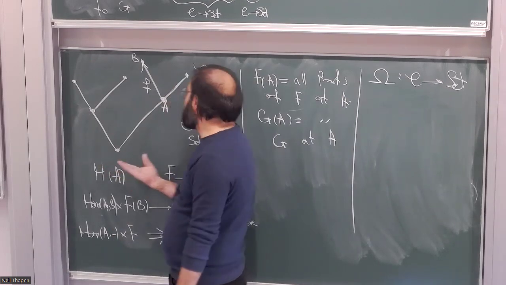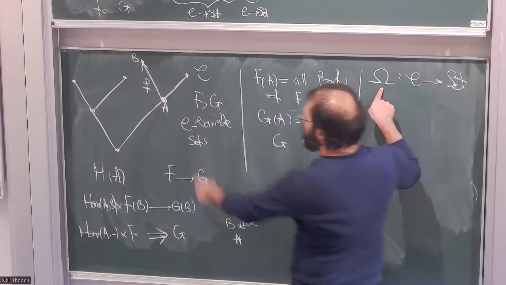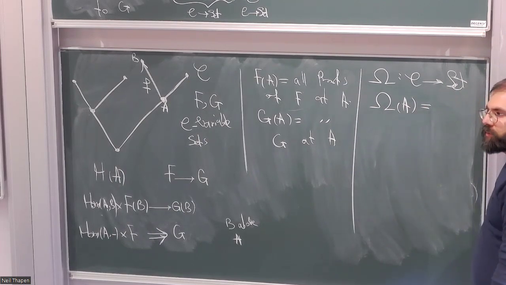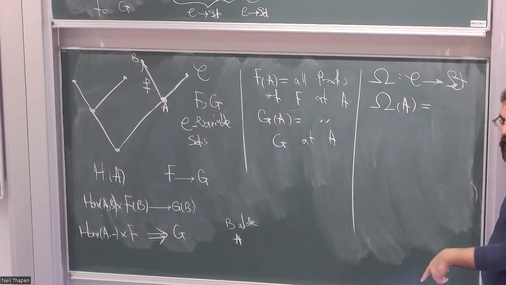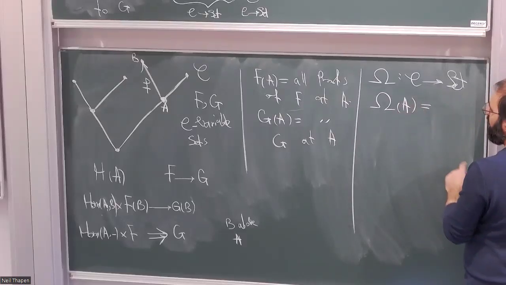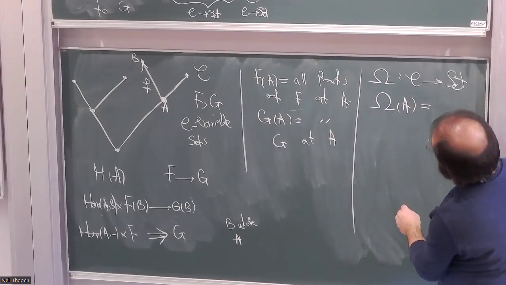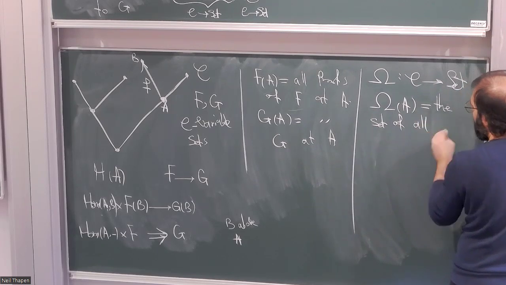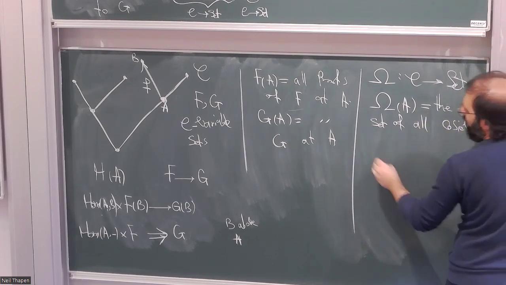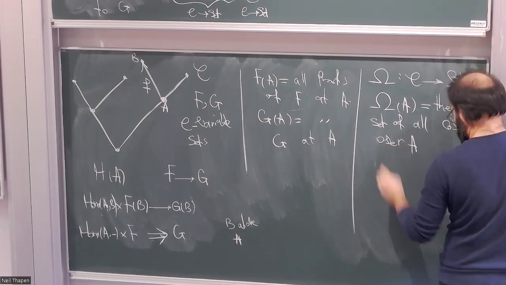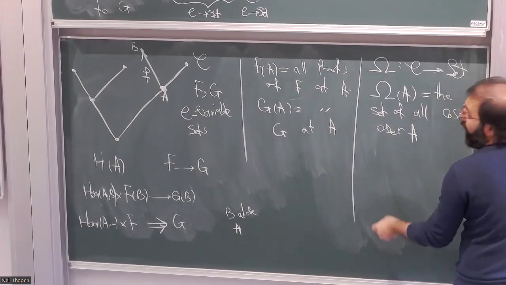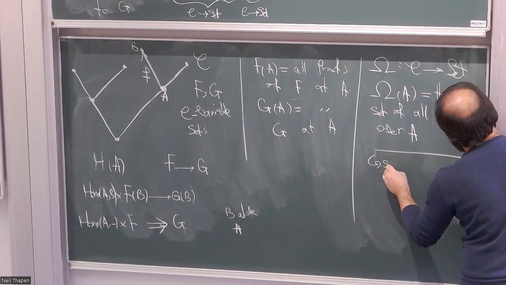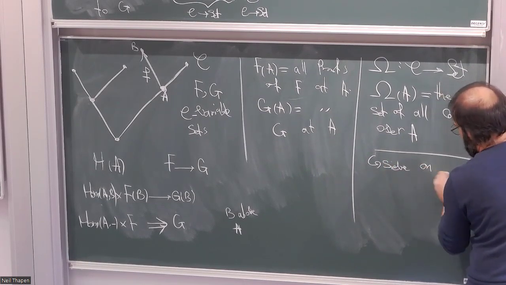So what is all the truth values at A? Because I have to define now again omega. Or maybe I have to define it first like that, and then I should explain. Okay, first, what is omega? It is the set of all co-sieves over A. What is a co-sieve? Yes, co-sieve on A or over A.